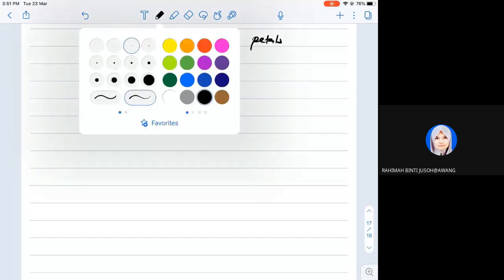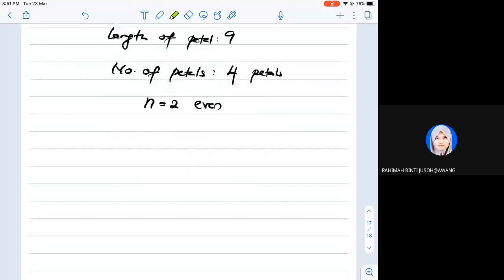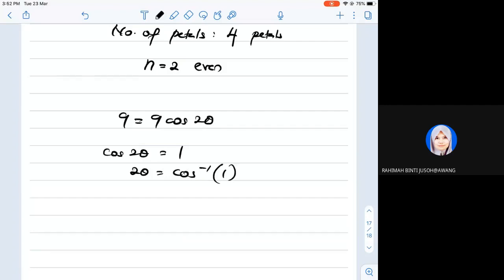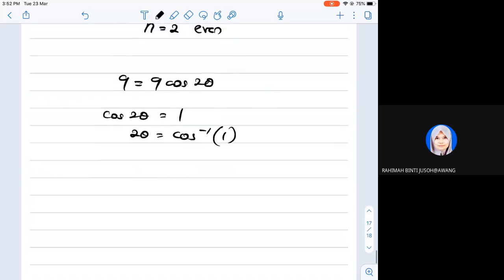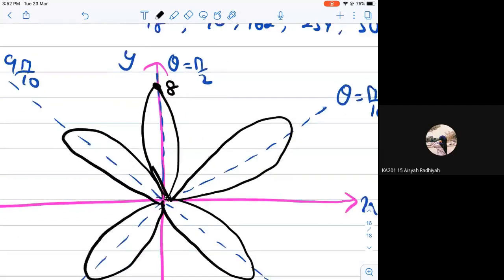Even. So bila case even number, alright, sama juga macam tadi guys. First step ialah jadikan R sama dengan apa? 9. Jadikan R sama dengan 9. So 9 sama dengan 9 cos 2 theta. Macam tu. So cos 2 theta sama dengan 1, 9 bagi 9 dapat 1. So 2 theta equals to shift cos 1. Okay, shift cos 1. Kenapa? Why? Okay, why kena jadikan 9? Sebab kita nak tahu position kelopak tu yang paling maksimum length.